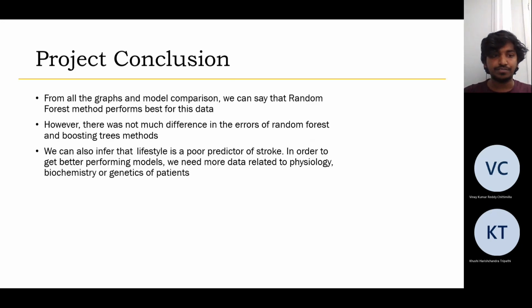From all the graphs and model comparison, we can say that the random forest method performed best for this data. However, there was not much difference in the error of the random forest and boosting tree methods. We can also infer that lifestyle is a poor predictor of stroke. In order to get a better performing model, we need more data related to psychology, biochemistry, or genetics of patients. Thank you.